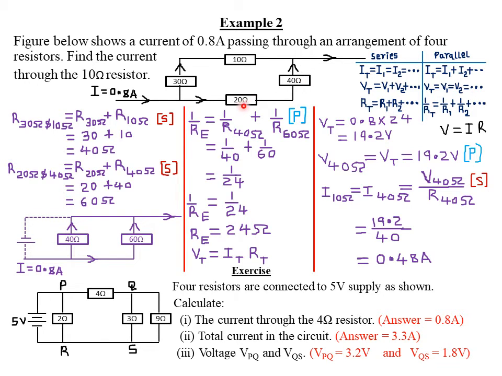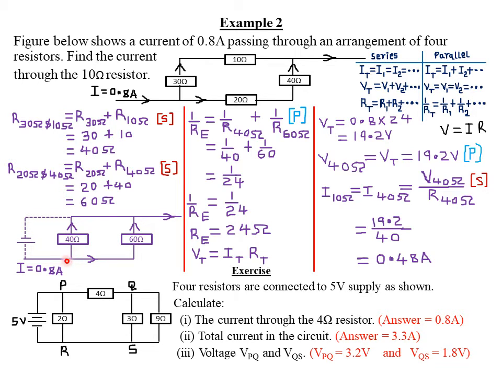So you can see the 20 ohm resistor and the 40 ohm resistor are connected along each other, therefore they are in series connection. For series connection, R total is equal to R1 plus R2. Therefore, R through the 20 and 40 ohm resistors is equal to R through the 20 plus R through the 40 ohm resistor, which is 20 ohm plus 40 ohm, giving us a total of 60 ohm. Now, the combination of 30 and 10 has given us a 40 ohm resistor. Then the combination of 20 ohm and 40 ohm has given us a total of 60 ohm resistor.